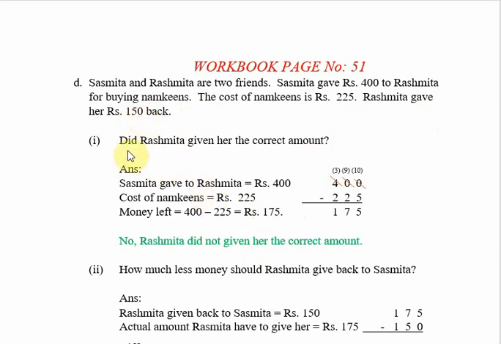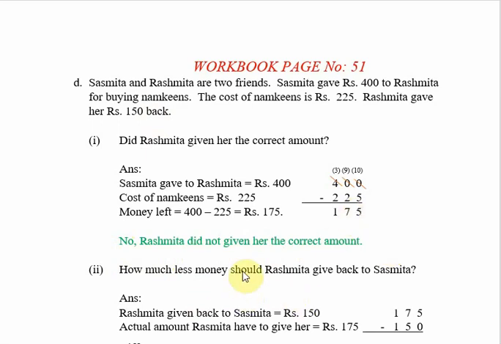So what is the question here? Did Rashmita give her the correct amount? Do you think Rashmita had given her the correct amount? No. Why? The actual amount that should be returned is rupees 175, but she gave her back only rupees 150. So write the answer: No, Rashmita did not give her the correct amount.